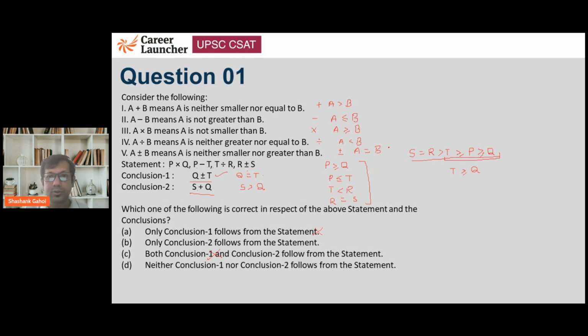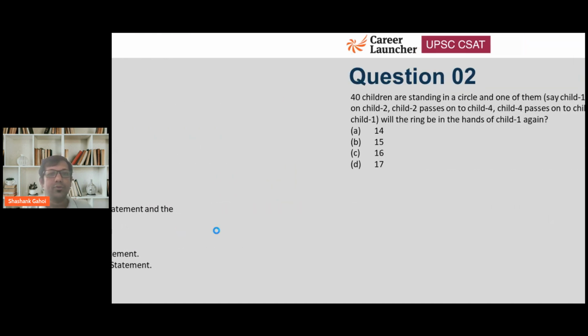S is equal to R, and R is greater than T. So T is greater than or equal to Q and it is smaller than S. It means S is definitely going to be greater than Q. It means the second conclusion follows. So the answer of this question is going to be option B, that is, only conclusion 2 follows, but conclusion 1 doesn't. Now let's move on to the next one.